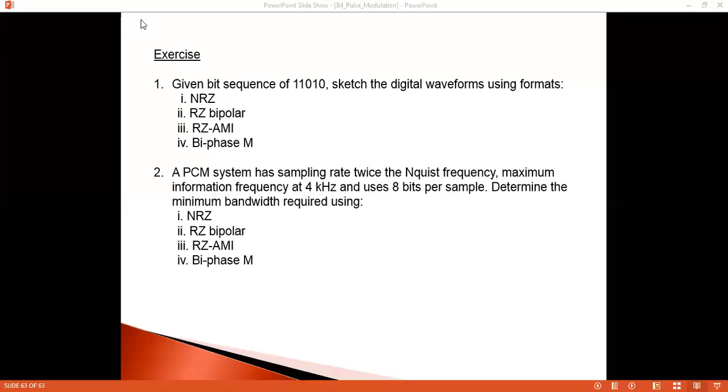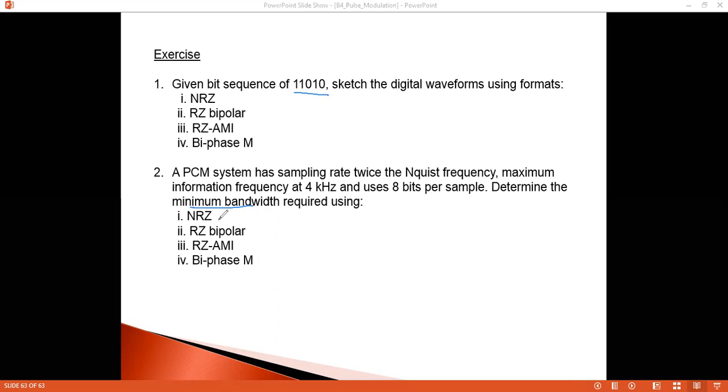Okay, so for example, this one we are given 4 formats. Sketch using the bit sequence 110, 10010, so you can try yourself. I'm not going to solve it. And then find the minimum bandwidth requirement.